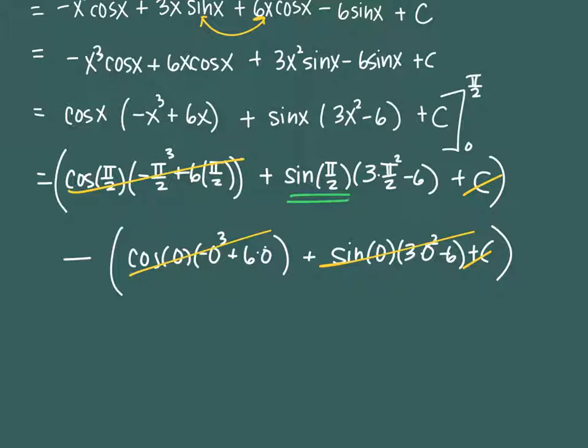The only thing that's not 0 is sine of pi halves, that's 1. And then what's left in the parentheses there. So the final answer is 1 times 3 pi squared over 4 minus 6. You don't really need the 1.